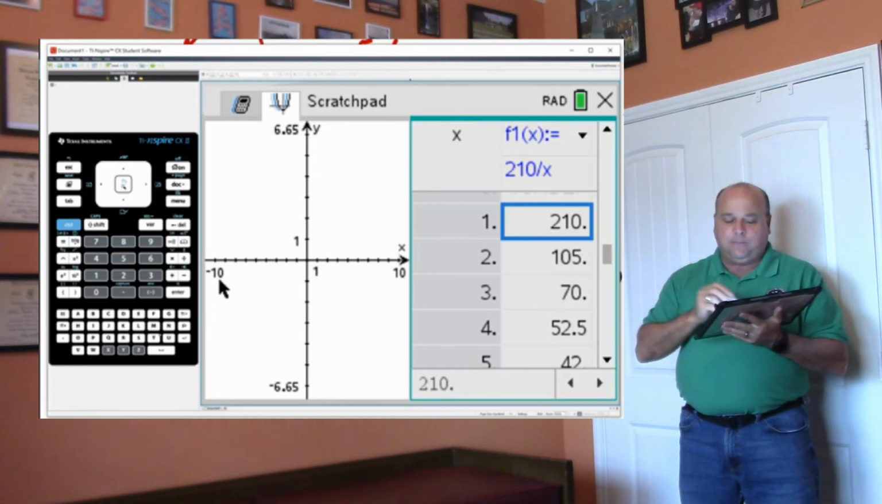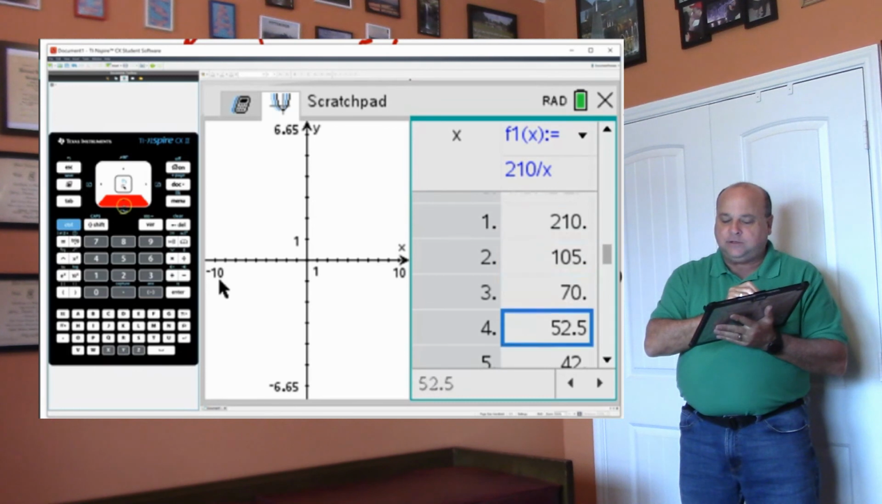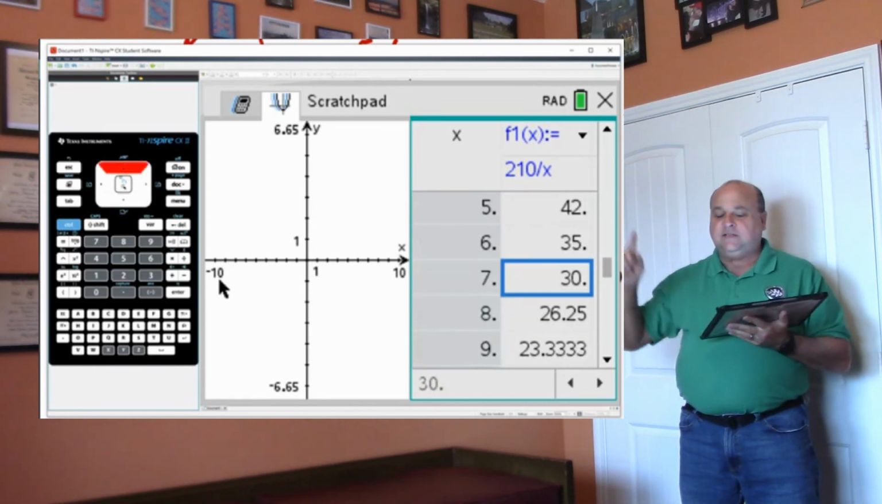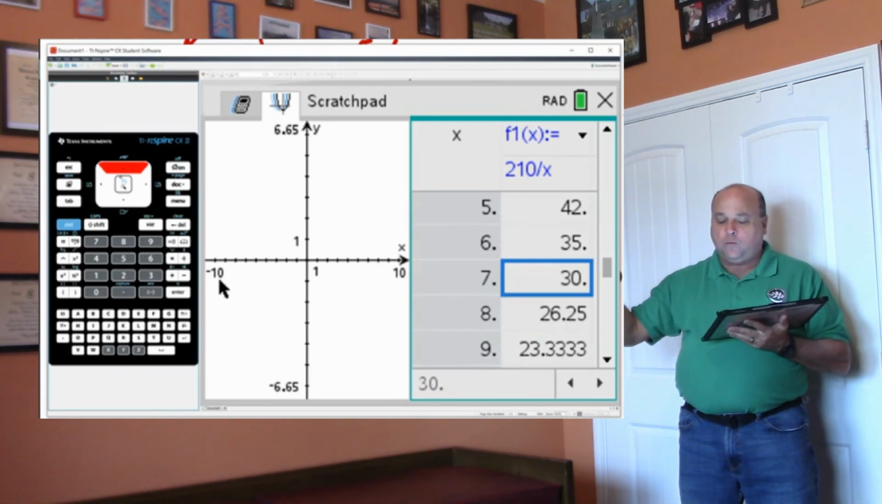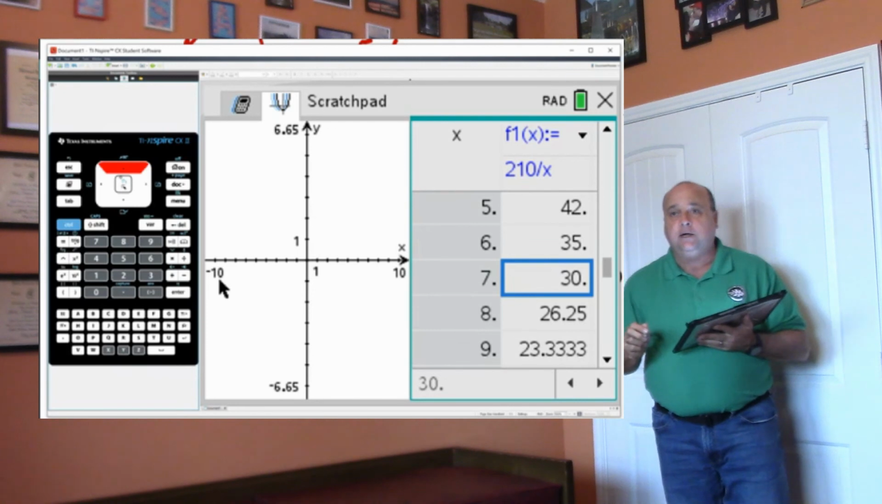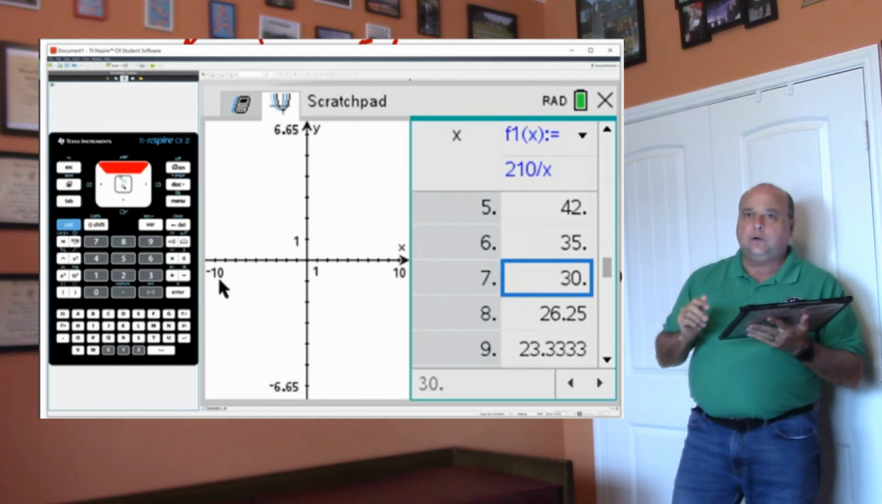Okay, so I have my table over here, right? And I'm going to go down just a little bit. Okay. Notice that 5 works, 6 works, 7 works, 8 doesn't work, 9 works. You'll just use the numbers with whole integers. Those are the factors of 210.